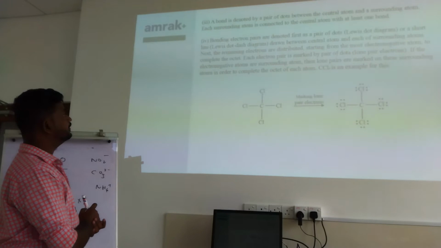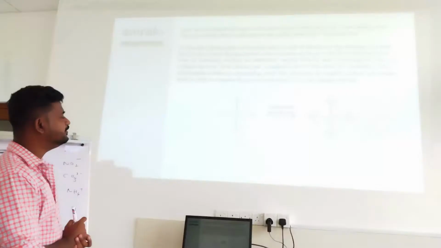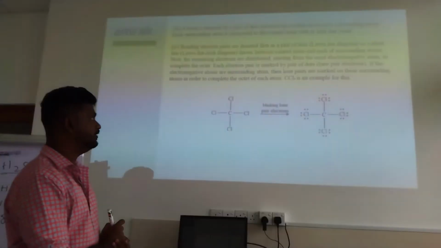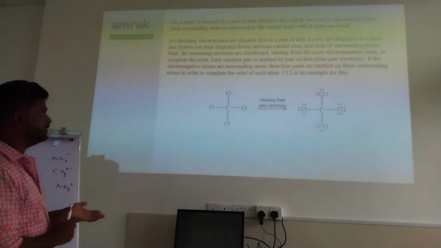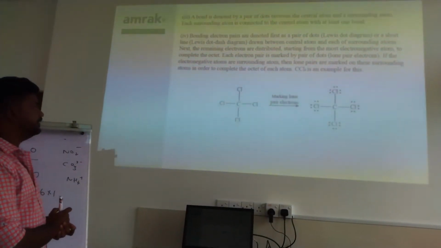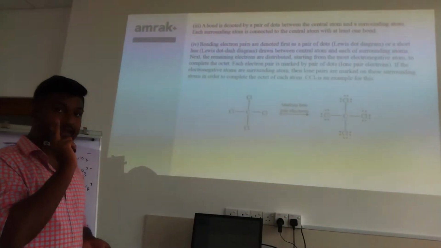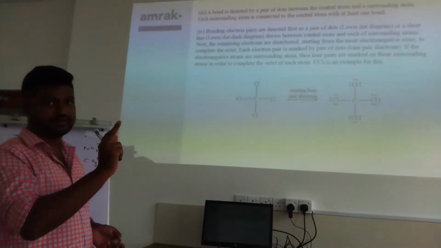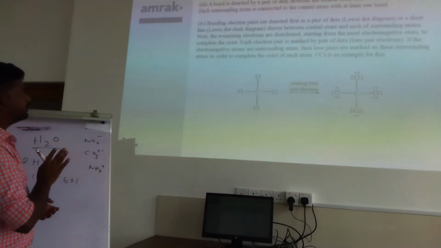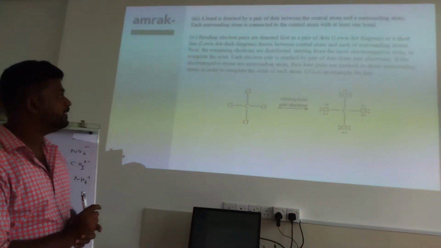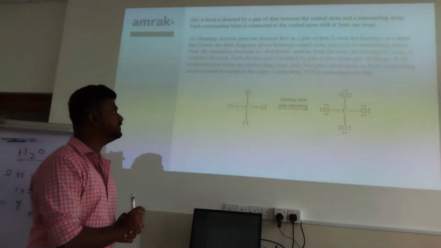Bonding electron pairs are denoted first as a pair of dots, as in the Lewis dot diagram we have already studied, or as a short line. So one short line represents 2 electrons, one from each atom. I have already talked about it. The line is drawn between the central atom and each of the surrounding atoms.